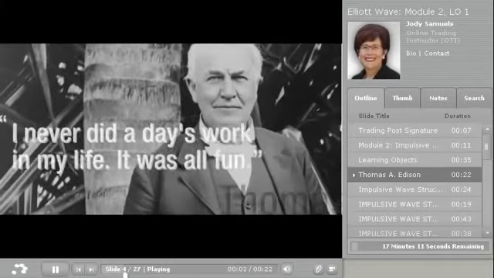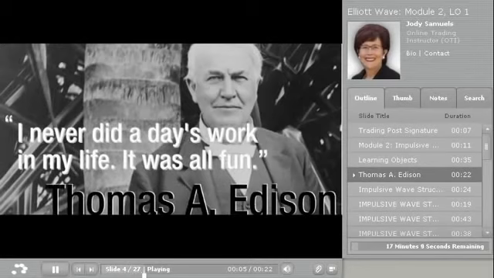"I never did a day's work in my life. It was all fun," says Thomas A. Edison, inventor. Picture yourself learning all there is to know about impulsive patterns so that high probability trades become apparent, and have fun at the same time, just like Thomas Edison did.